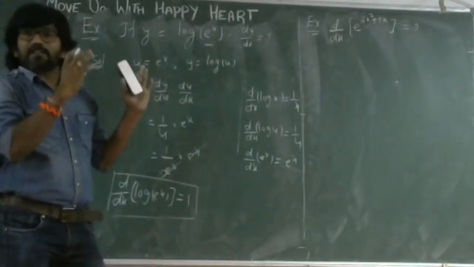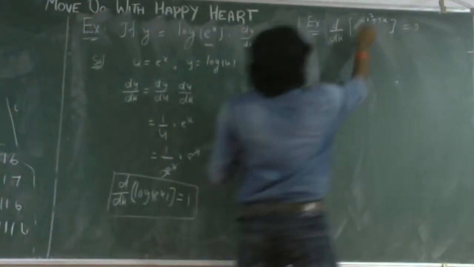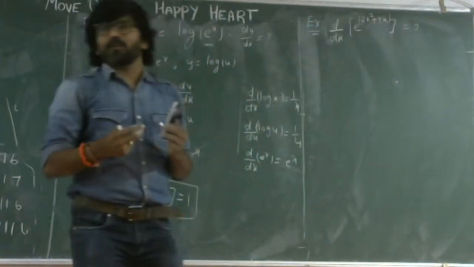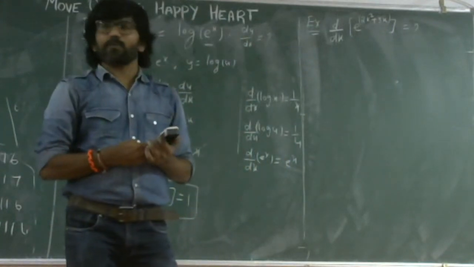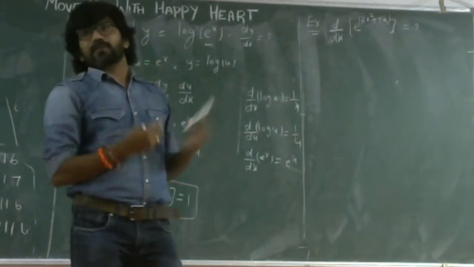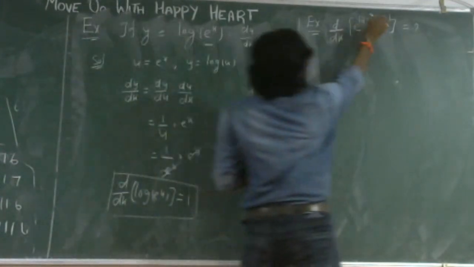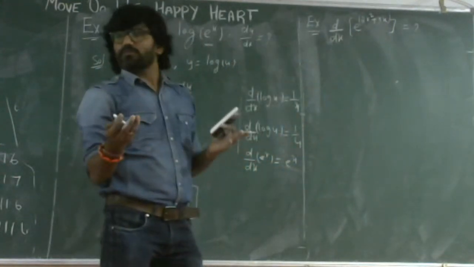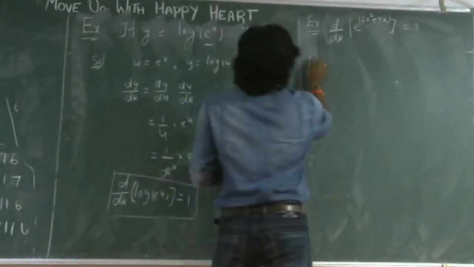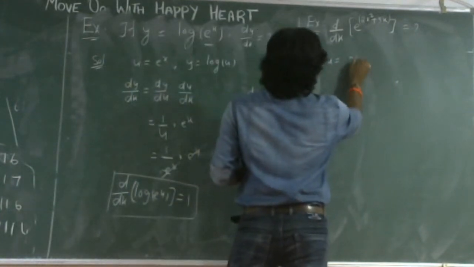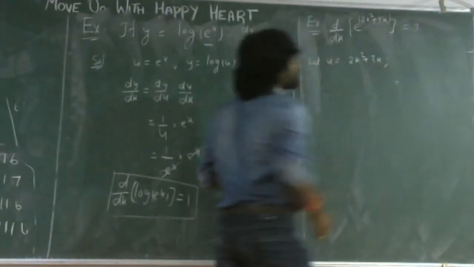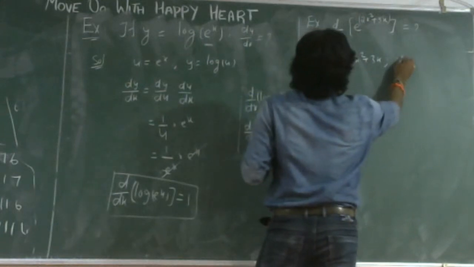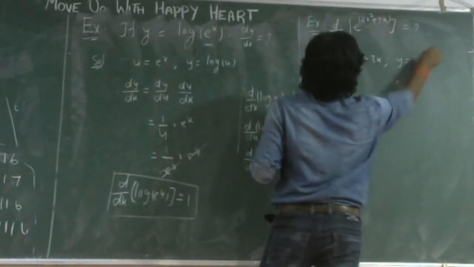The first function is an exponential function, e power this, but this is again a function of polynomials, a sum of power functions of x. So this secondary function is the inner function, and this is the primary function. The secondary function you can take as u. Let u be equal to 2x square plus 3x. First step. Then you can take y is equal to e power u.